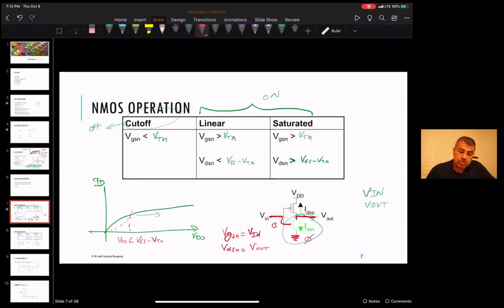So all we have to do is substitute that here. If Vn is less than the threshold of the N, the NMOS is off. If Vn is greater than the threshold of N, it's on. And then if V out is less than Vn minus the threshold of the N, it's in linear mode. And if V out is greater than Vn minus V threshold of N, it's in saturated mode. Okay, so that's for the NMOS.